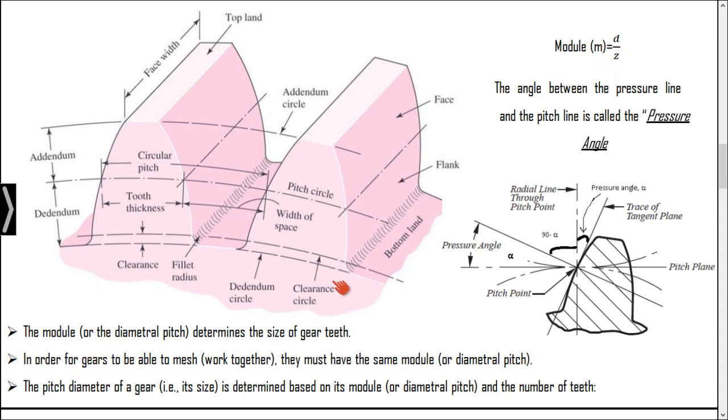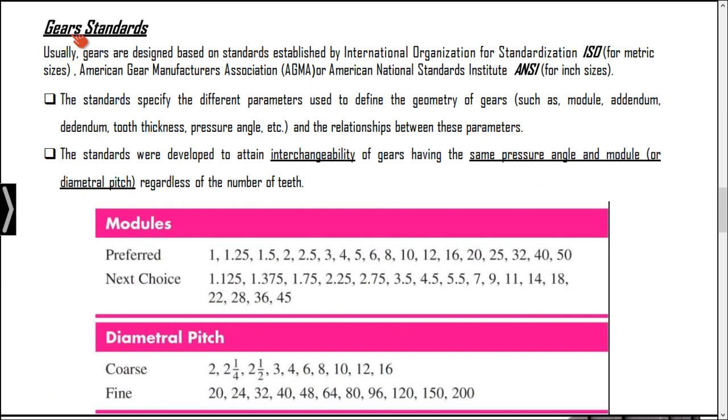So the size of the gear is purely depending upon the module. Now we should understand the gear standards, because we cannot have an arbitrary number of teeth or arbitrary size of the gear, because interchangeability is a very big issue we have to deal with. So if the gear has to be manufactured, it has to follow some standards.